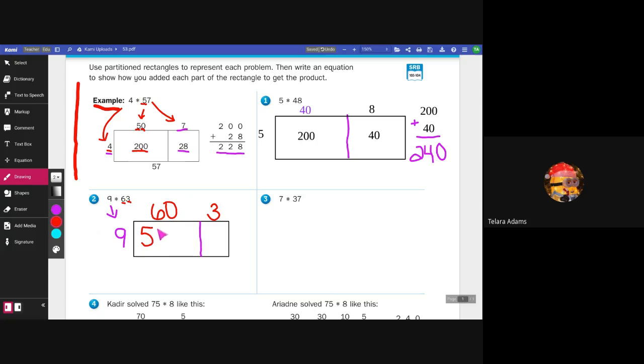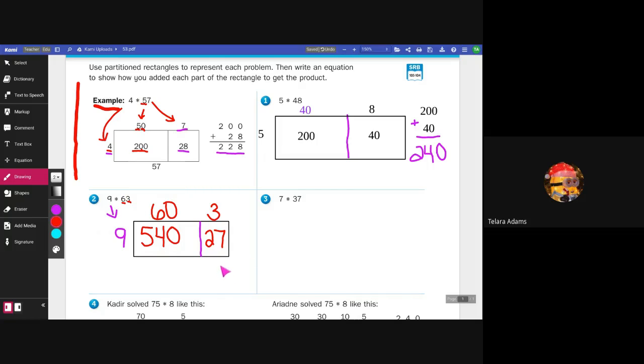54. And we're going to add the 0. There's my 0. So 540. See if you can get a loaner. 3 times 9 equals 27. Now, I'm going to add these numbers together. I'm going to add each part of the rectangle to get the product or the answer for 9 times 63.